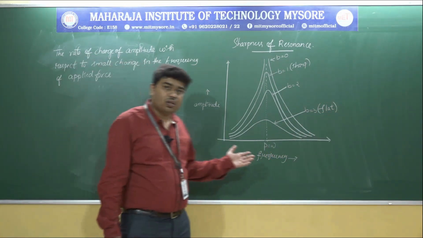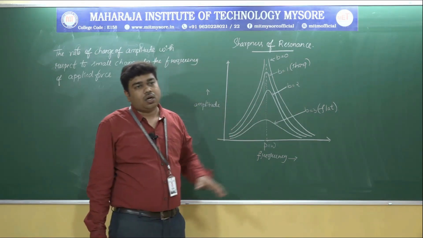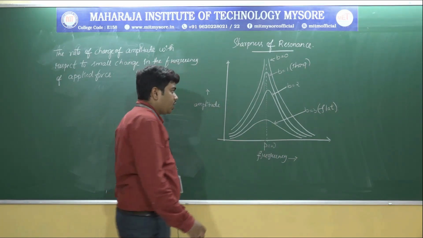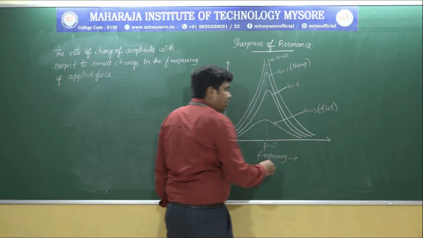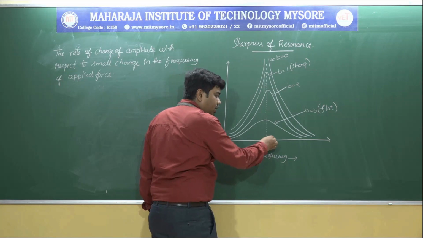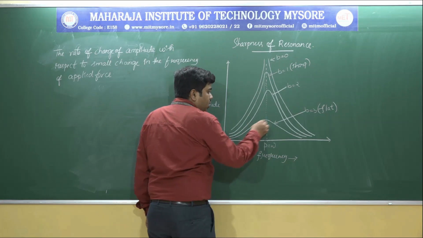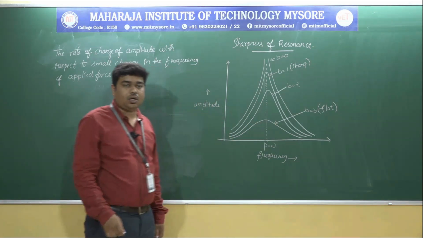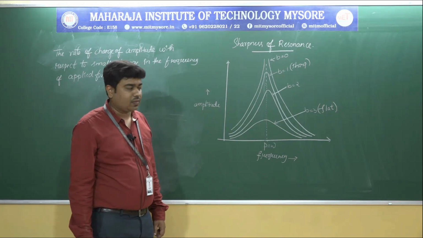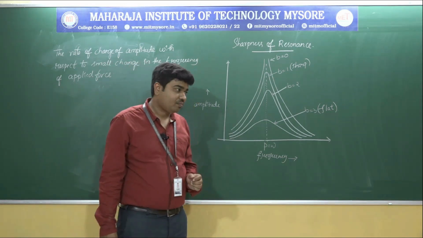But when the damping factor goes on increasing, what happens is that the curve doesn't remain sharp, the curve goes on becoming flat. As you can see, when the damping value has increased, even though there is either a decrease or increase in the frequency of the applied force, there is no sharp decrease in the amplitude of the oscillating body. Now this completely depends on the value of the damping.